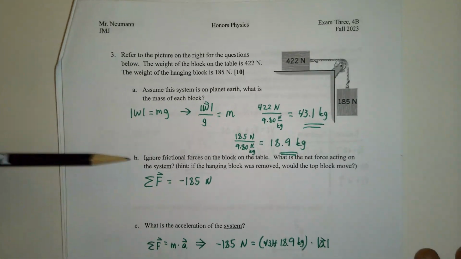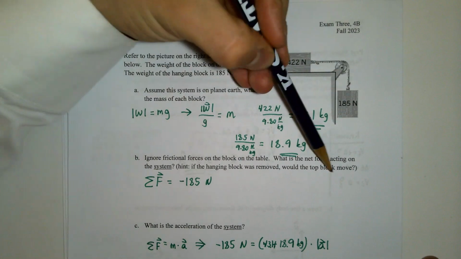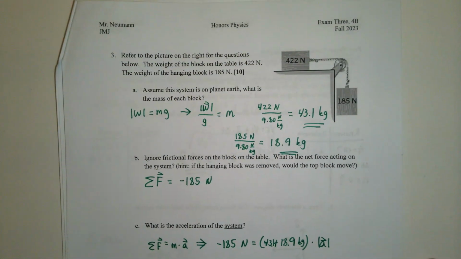Now, for part B, this is the slight trick to this problem, and that's why I provided this hint here: if the hanging block was removed, would the top block move? In other words, would the system move at all? And the answer is no, right? If we cut the rope that's connecting those two, then the 422 Newton block, or the 43.1 kilogram block that's resting on the table, would not move. In other words, that block must not be contributing to the net force on the system.